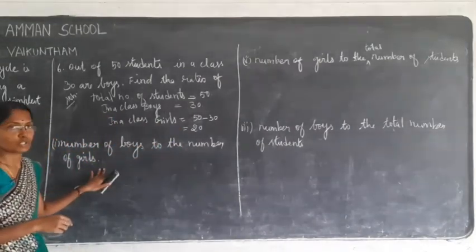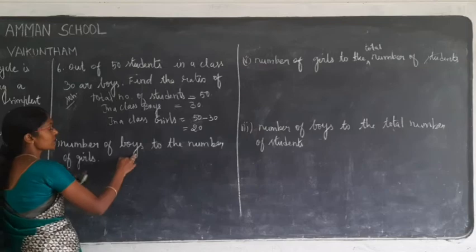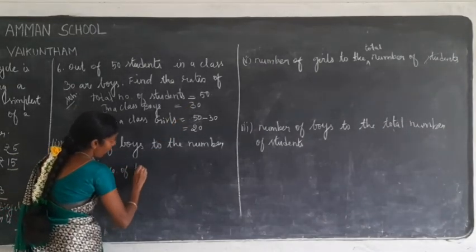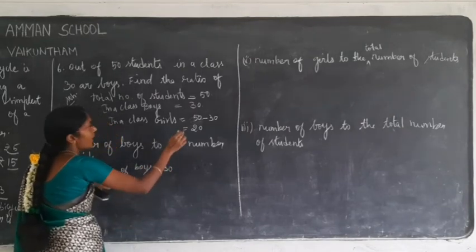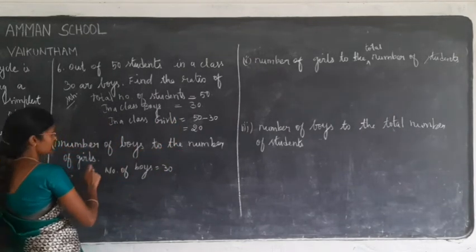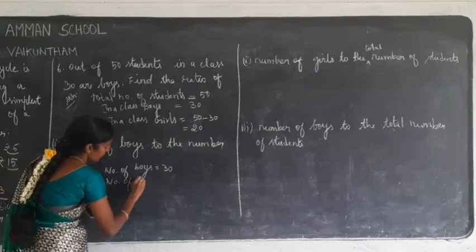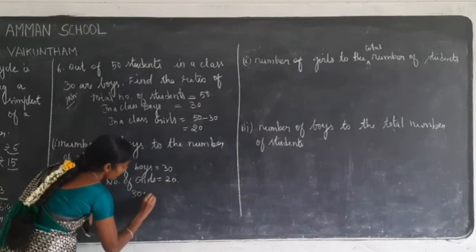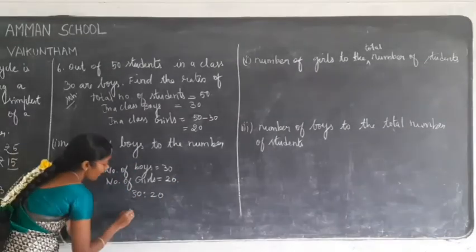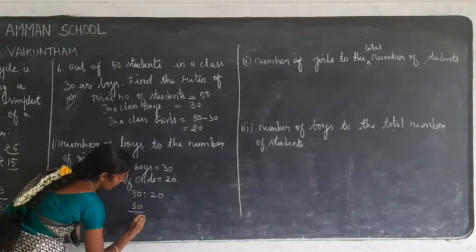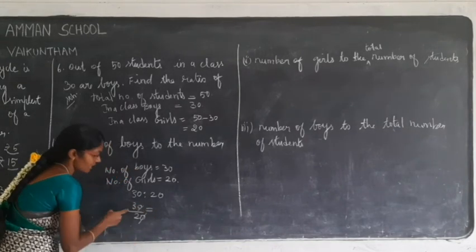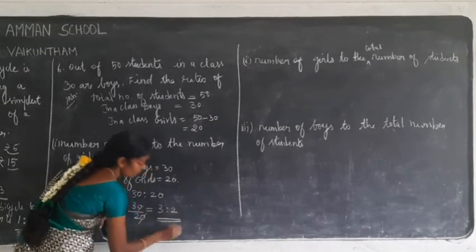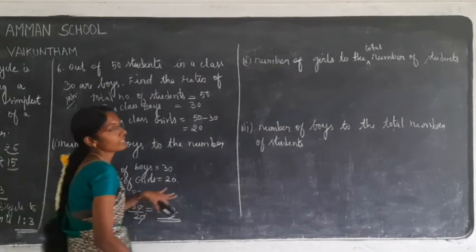So we have to find the ratio. The number of boys is 30. The number of girls is equal to 20. So how will you write? 30:20. For this we have to find the simplified form. 30 divided by 20, 0 0 cancel. We cannot divide further. So the answer is 3:2. Okay, clear?